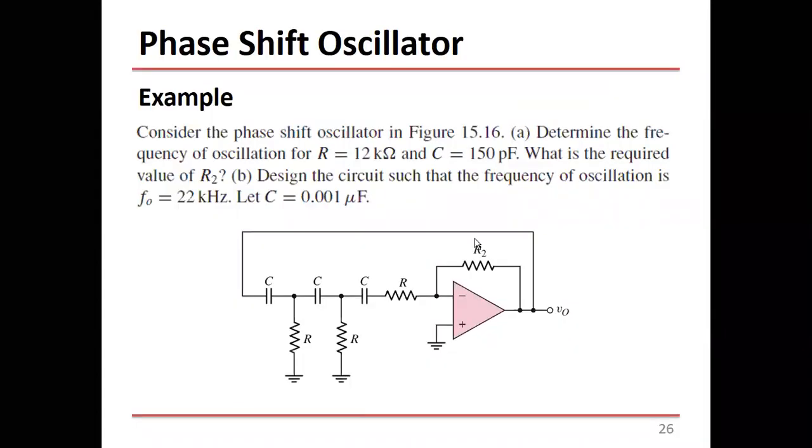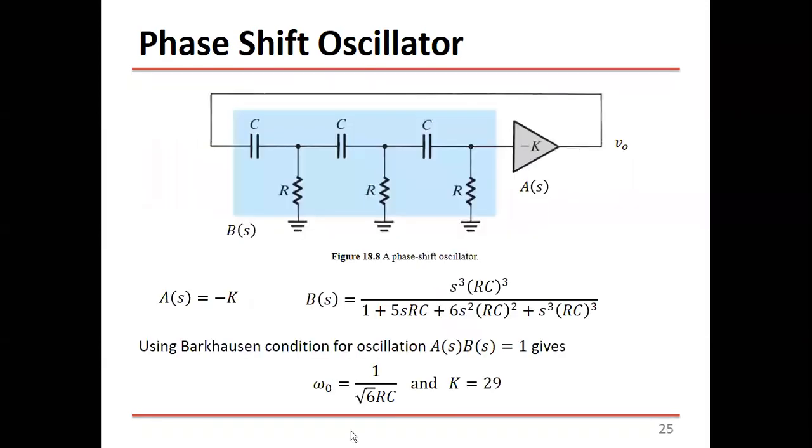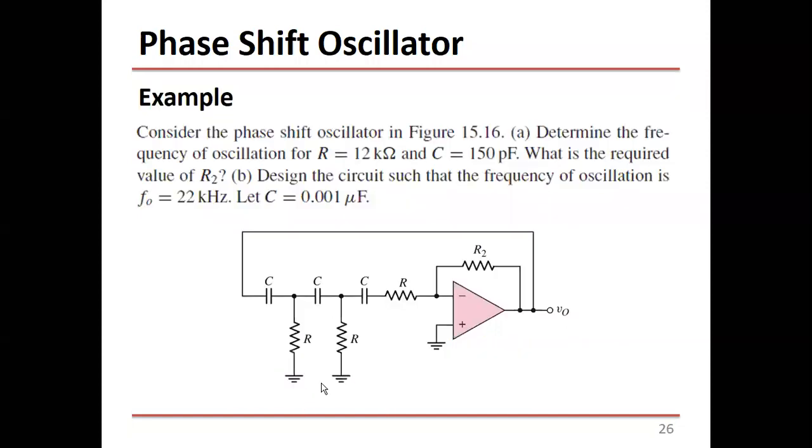We finish with this example quickly. So you have a circuit here, and you have R as 12 kilo ohm and C as 150 picofarads, and we need to determine the oscillation frequency. So simply we just use this one. The oscillation frequency omega 0 is 1 over square root of 6 RC, and you know the R, you know the C, then you can find omega 0.